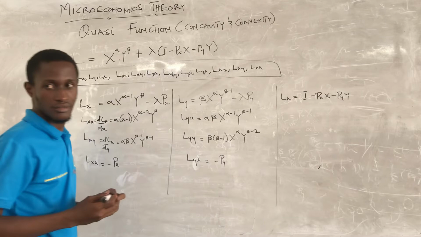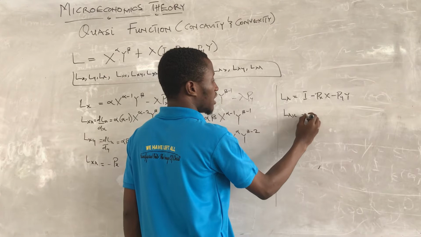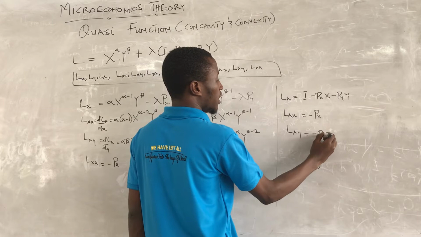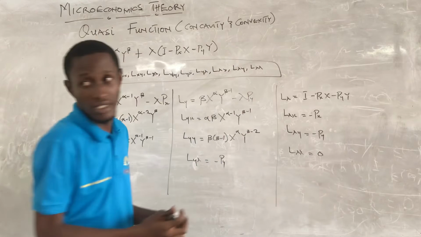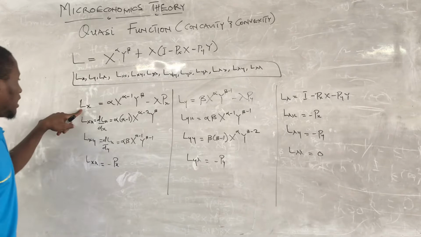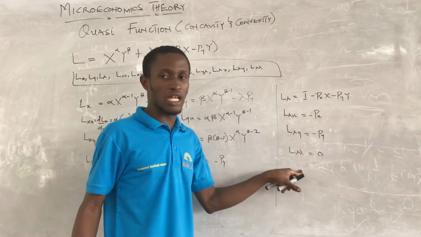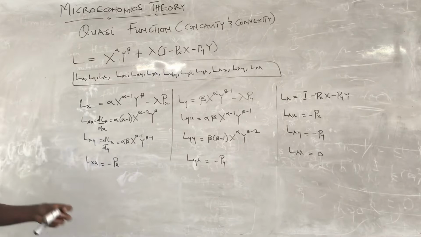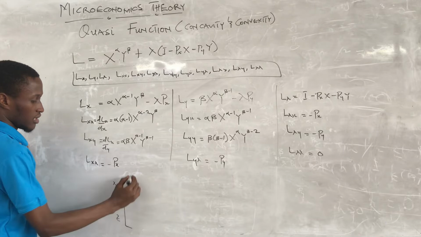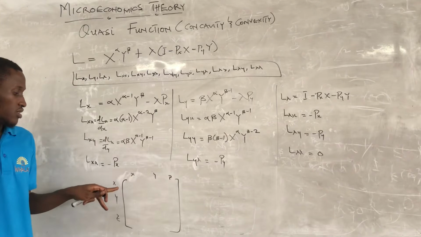Then I find L lambda x. L lambda x is minus Px. L lambda y is minus Py. L lambda lambda is equal to 0 because there is no lambda here to differentiate. So now we have Lx, Ly, L lambda, Lxx, Lxy, Lx lambda, Lyx, Lyy, Ly lambda, L lambda x, L lambda y, L lambda lambda. So we put this in a matrix form. So we arrange it: the first row first column, first row second column, first row third column, second row first column, second row.